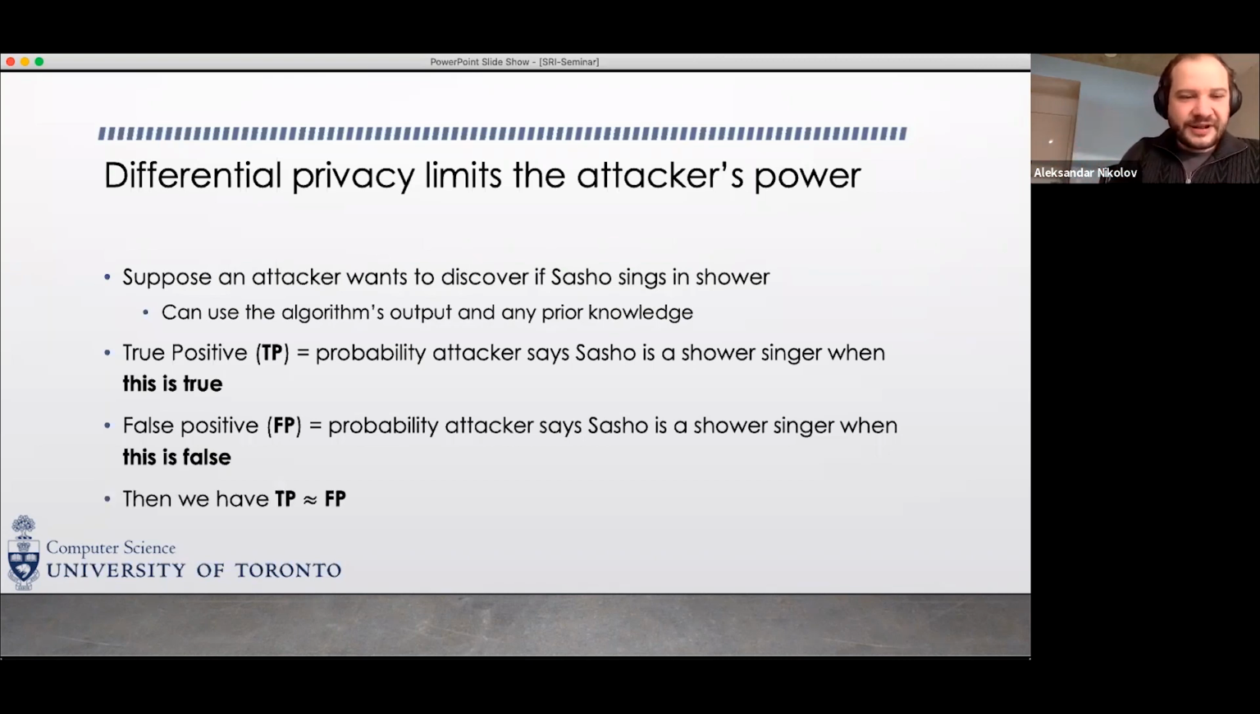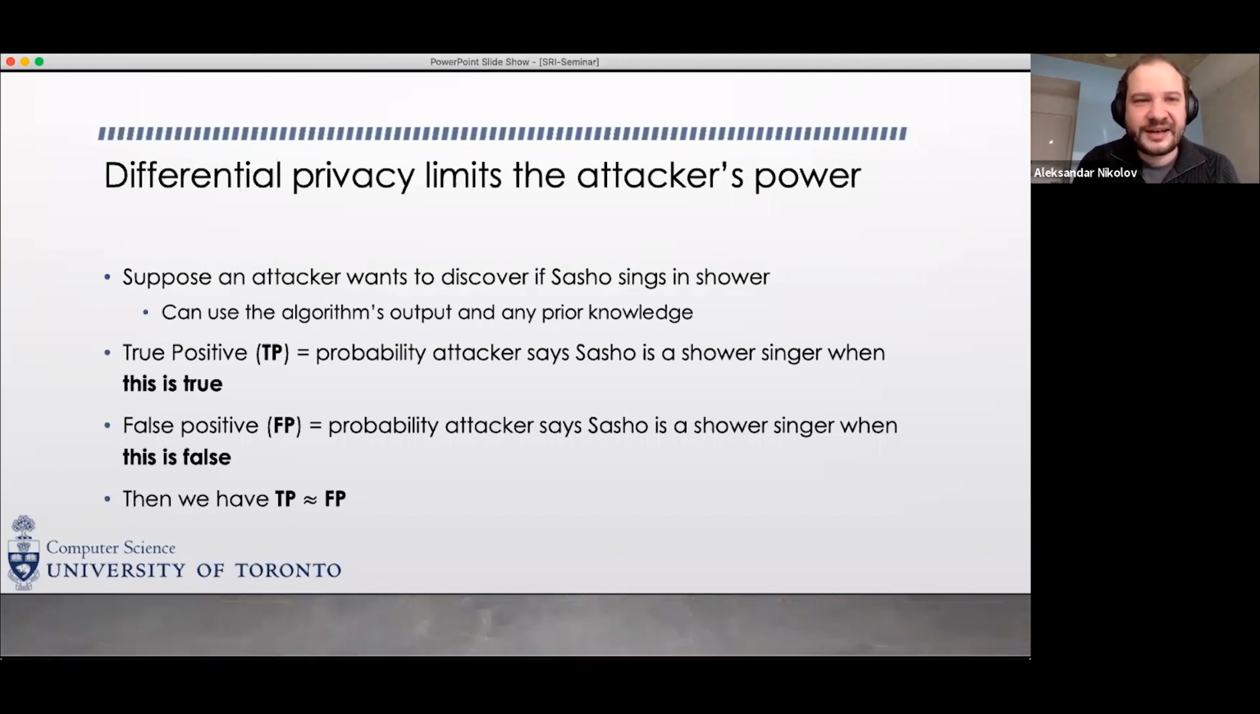But it turns out that with differential privacy, the true positive rate and the false positive rate of any attacker who only sees this differentially private output, the output of a differentially private algorithm, will have to necessarily be almost the same. So basically, if the attacker has 95% probability to correctly identify that I sing in the shower when I do, they will also have a 95% probability, or say 90% probability, a little lower maybe, to incorrectly say that I sing in the shower even when I don't.